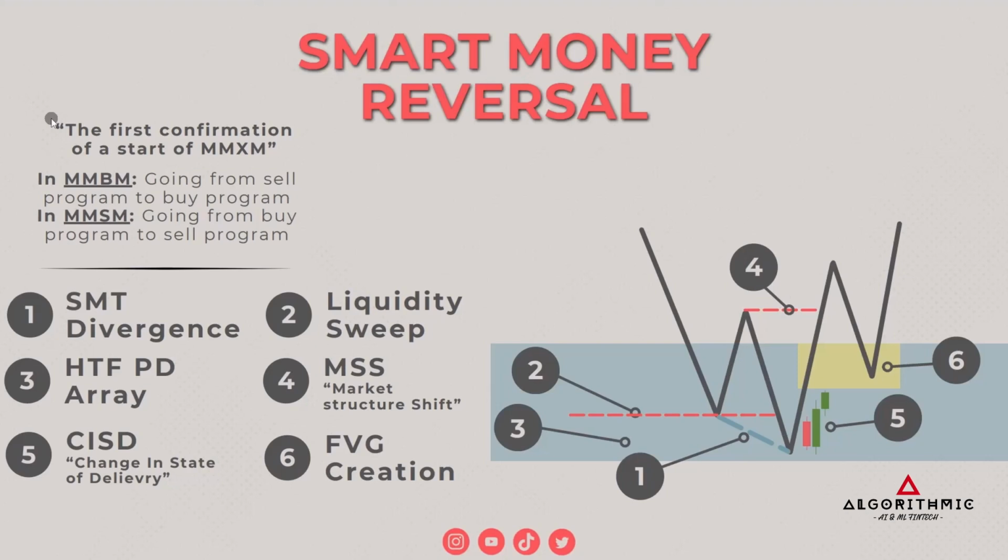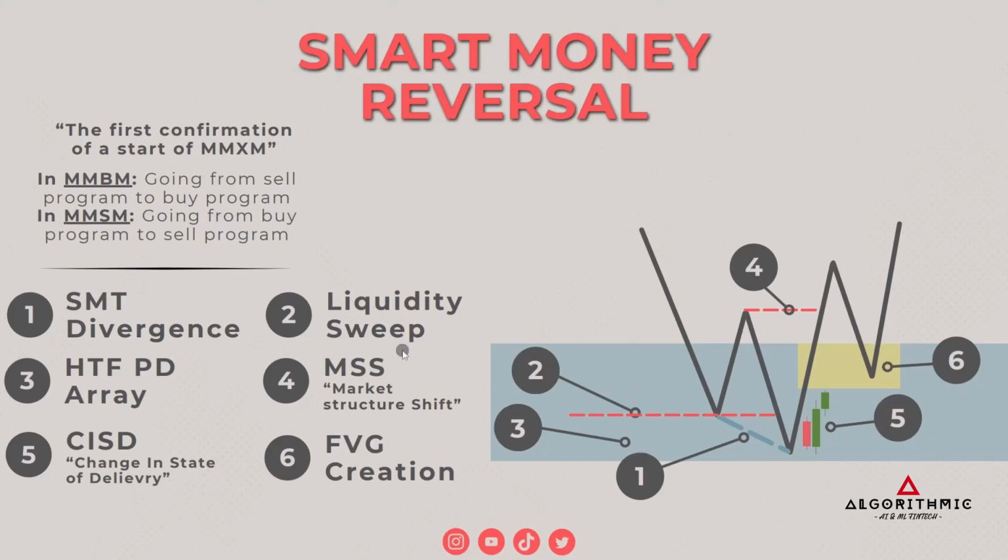Okay, so in a market makers buy model, with the SMR, smart money reversal, price goes from a sell program to a buy program. In a sell model, it's going to go from a buy program to a sell program. How do we spot these reversals? So we've got this blue area, and this is our higher time frame point of interest.